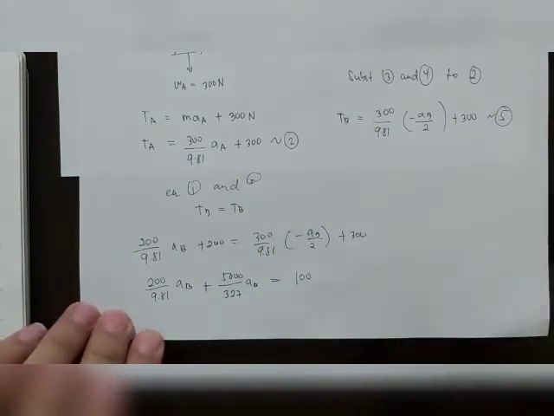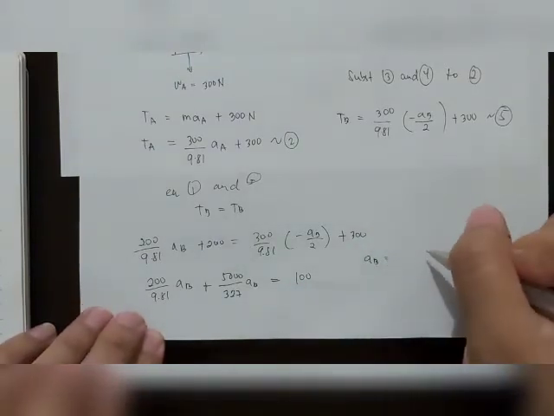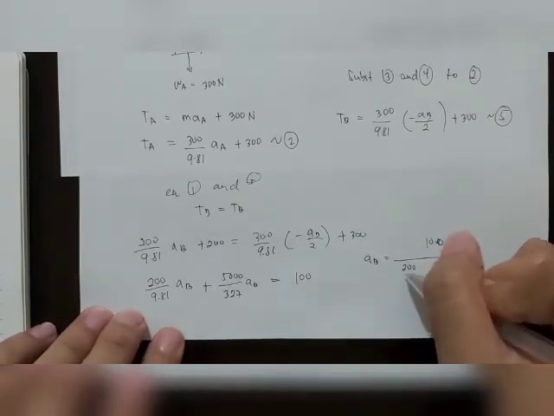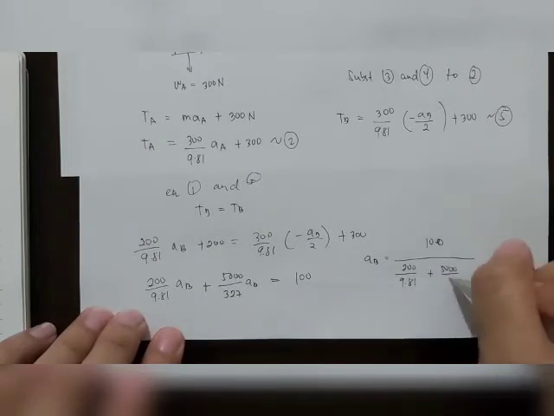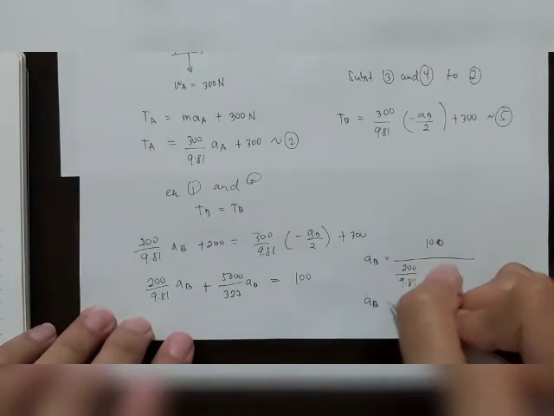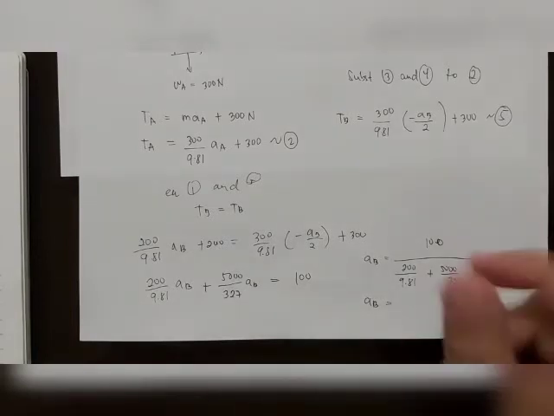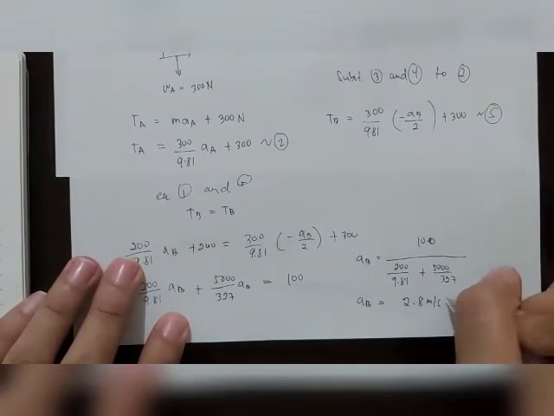Okay, so solving for acceleration, we have acceleration B is equal to 100 all over 200 all over 9.81 plus 5,000 all over 327. Okay, so solving this in the calculator, we can get that the acceleration is approximately 2.8 meter per second square.